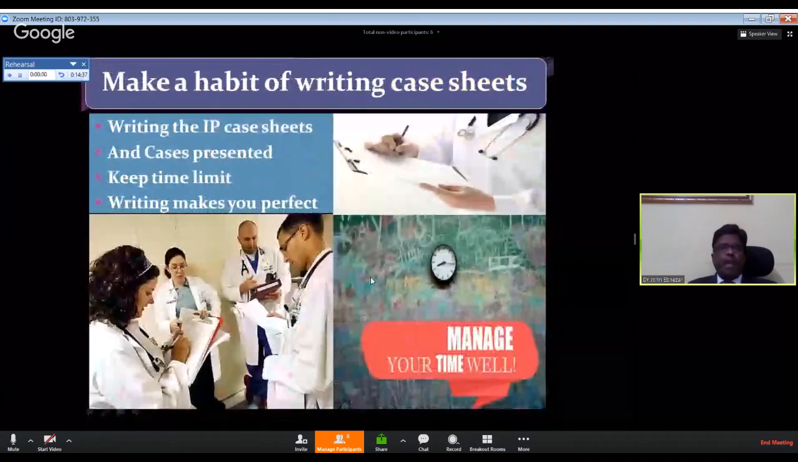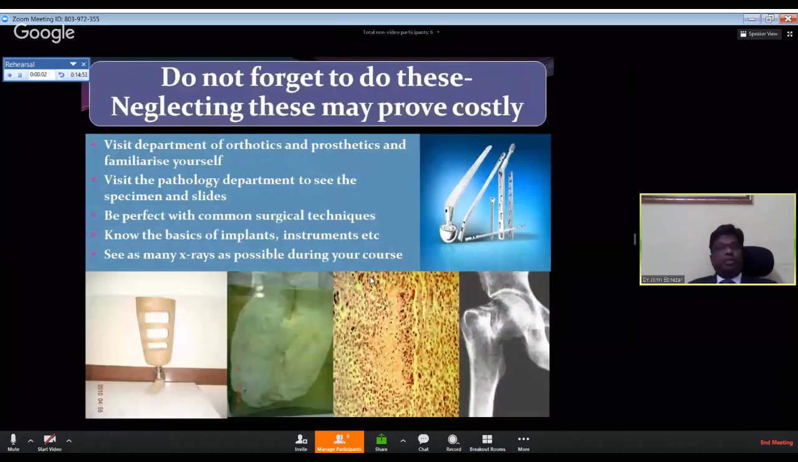Make a habit of writing case papers. Write the cases you're going to present, your seminars or your guest discussions. Learn to keep the time limit. Writing makes you perfect. Do not forget to do these. Neglecting these may prove very costly in exams.